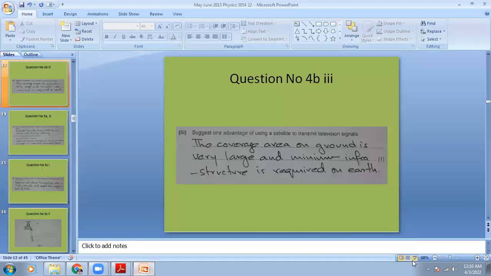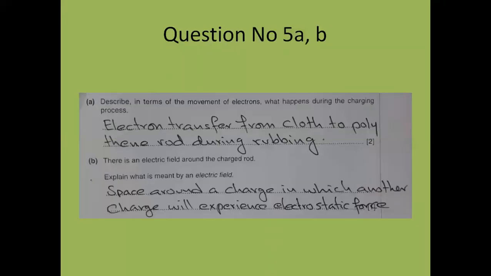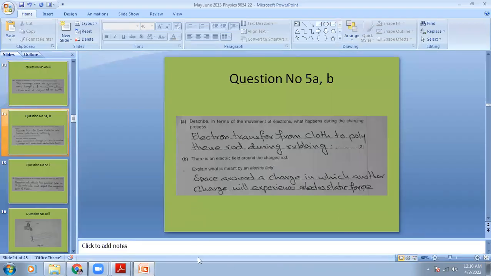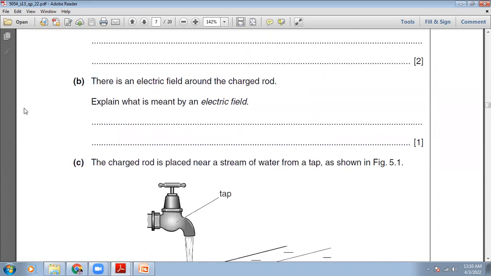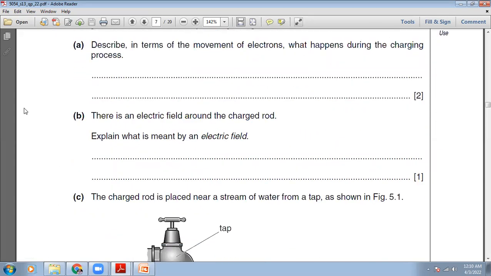So let me show you my answer. Here we go. Electrons transfer from cloth to polythene rod during rubbing. Okay, so there is an electric field around the charged rod. So explain what is meant by an electric field.